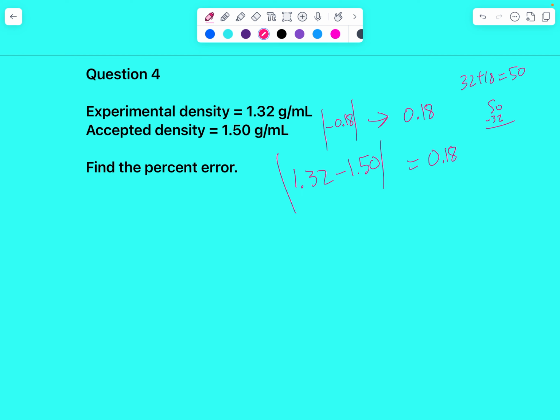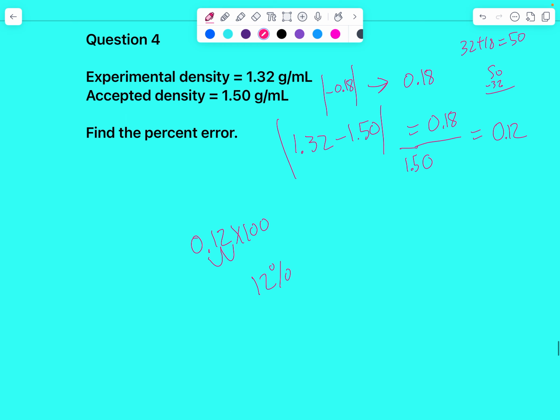We did subtraction. Let's divide by the accepted density, which is 1.50, right? So 0.18 divided by 1.50 is 0.12. I'm going to multiply this by 100 because that's a part of the formula, and I'm going to get 12%. If you don't know how to do it, just move your decimal point twice, and you get 12%. A 12% error means the experimental value is reasonably close but not perfect.